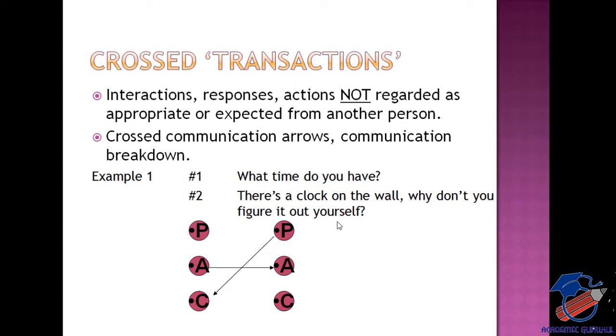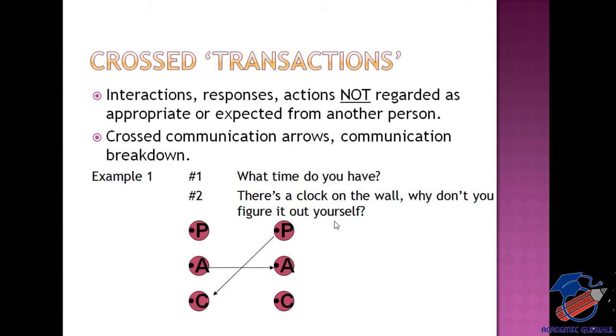Like you can see in the image, the adult is saying something to adult and parent is replying to a child, and these lines are crossing each other. Interaction, response, action not regarded as appropriate or expected from another person. Cross communication arrows, communication breakdown generally takes place. Like same question, boss is asking the subordinate, what time do you have? And one, as a parent, as someone who is a rule maker, says there is a clock on the wall, why don't you figure it out yourself?